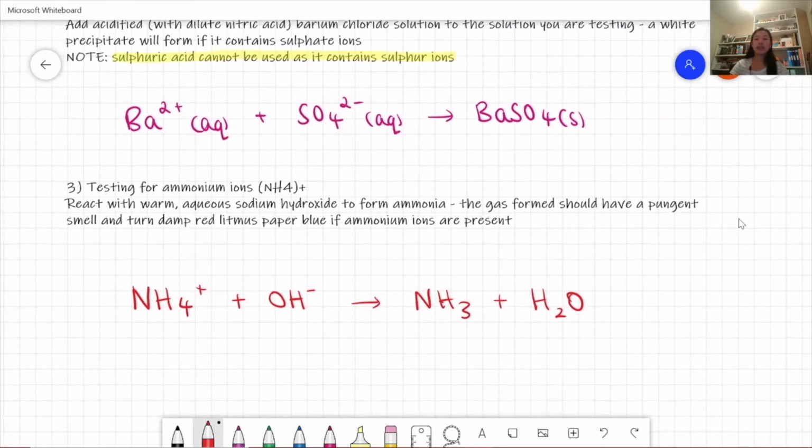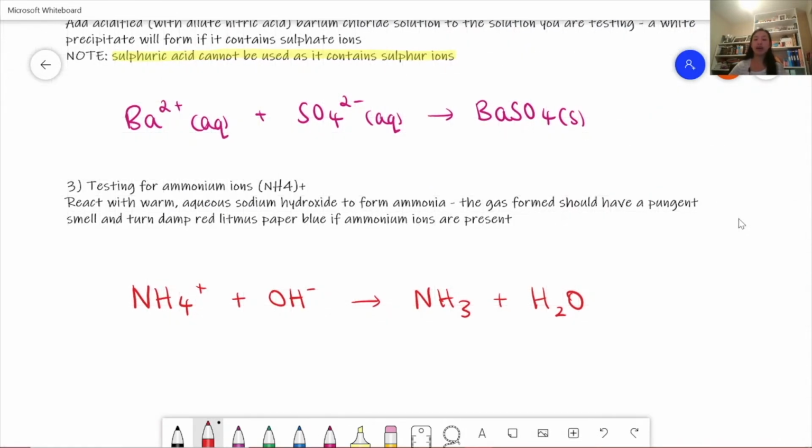And the third test that we can do is testing for ammonium ions. What we do is react it with warm aqueous sodium hydroxide to form ammonia. And this gas which is formed should have a really pungent smell and also turn damp red litmus paper blue if ammonium ions are present. What's happening is that ammonium ions are reacting with hydroxide ions, and this forms ammonia, which is the pungent smell, and also water.